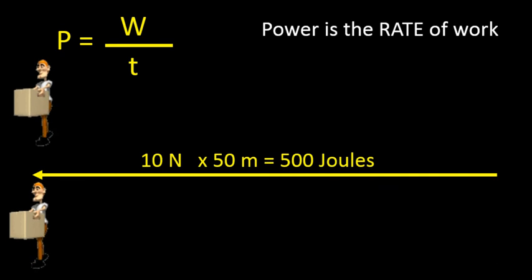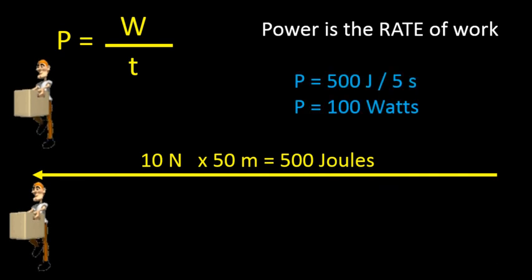All right, the man at the top did it in 5 seconds. So his power is equal to the amount of work, which was 500 joules, and the 5 seconds it took for him to walk from the right to the left. So 500 joules divided by 5 seconds gives us 100 watts, and the watt is the unit for power.